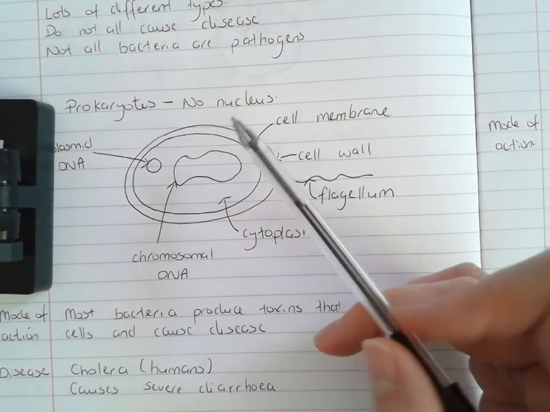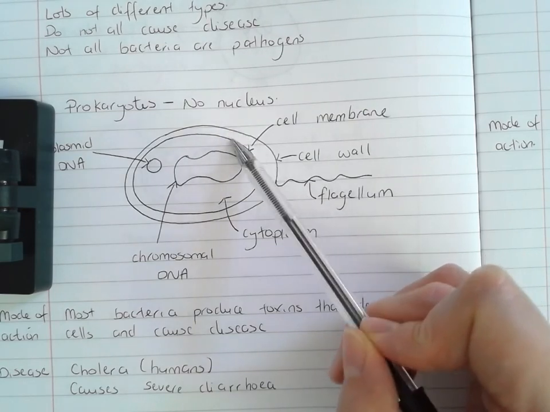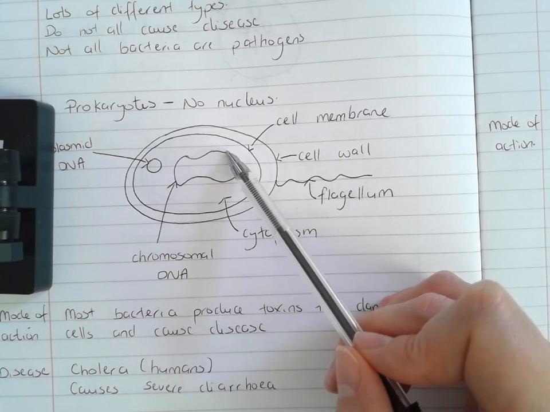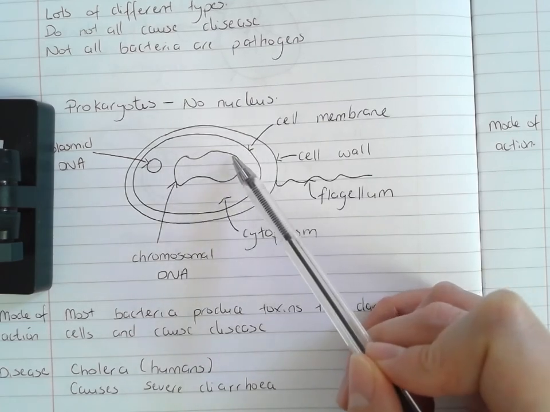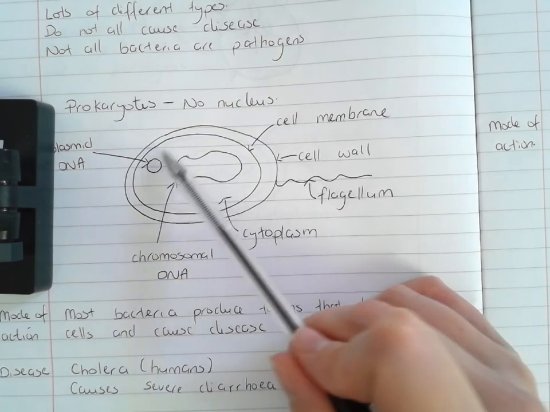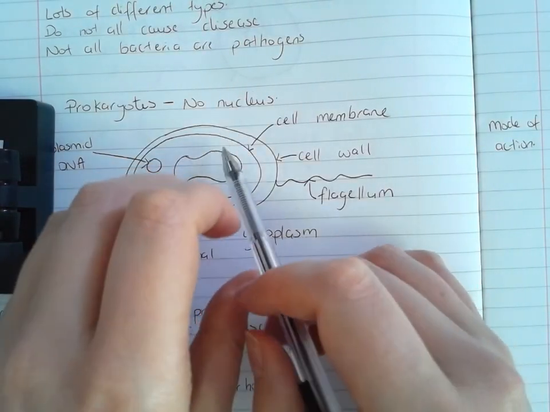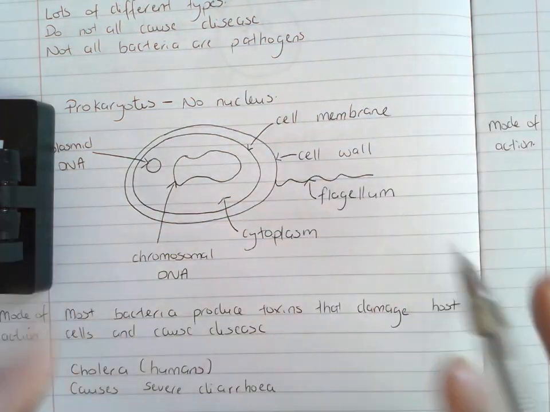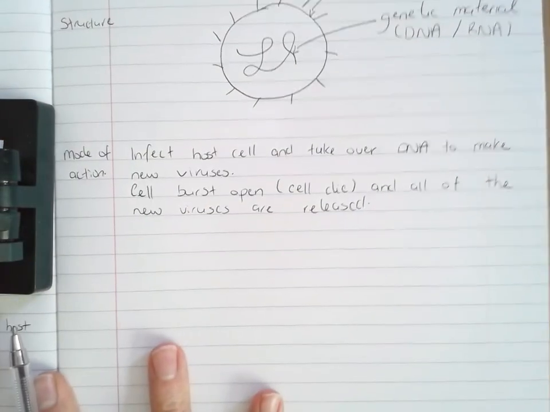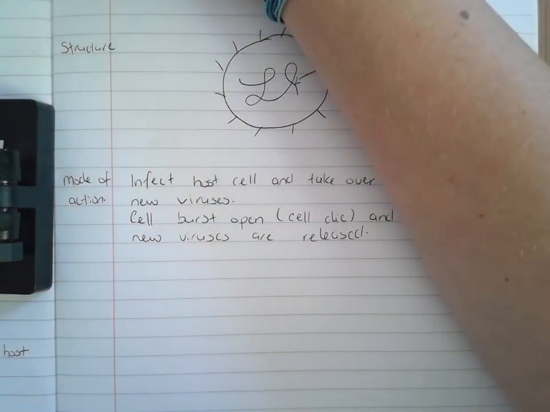If it was to infect a bacteria, they would get inside the bacteria cell, and then they would take over this DNA. And once they'd taken over the DNA, they would be able to use the cell to create loads and loads and loads of little viruses. And once they've made enough viruses, they would cause the cell to just burst open and then release all those new viruses. Then all the new viruses that have been released could then go and infect other cells. I'm going to continue with this in the next video.